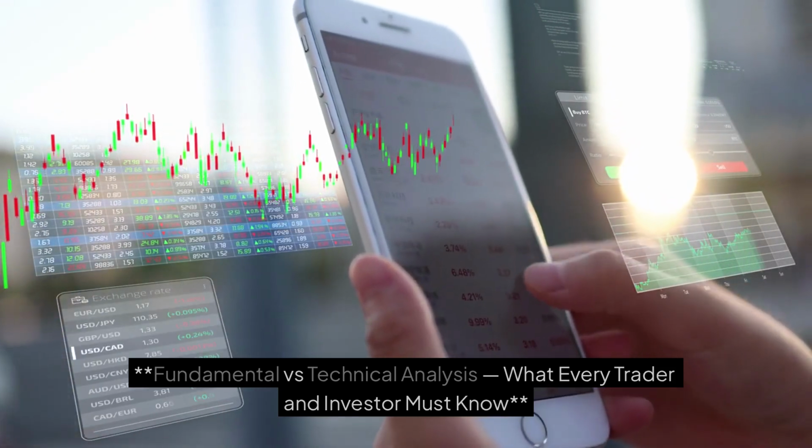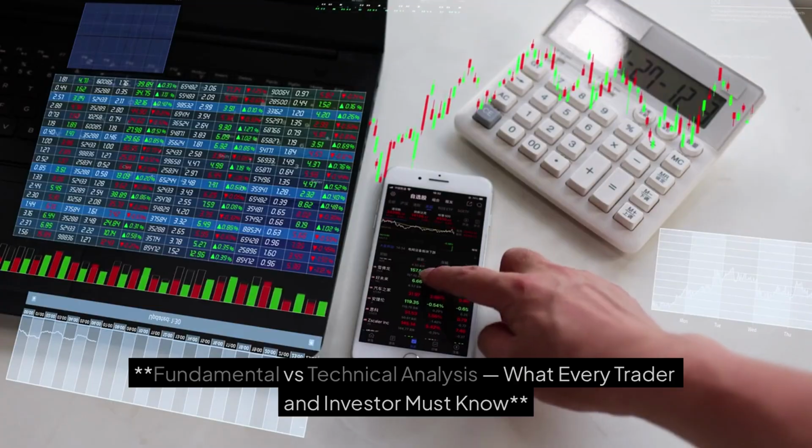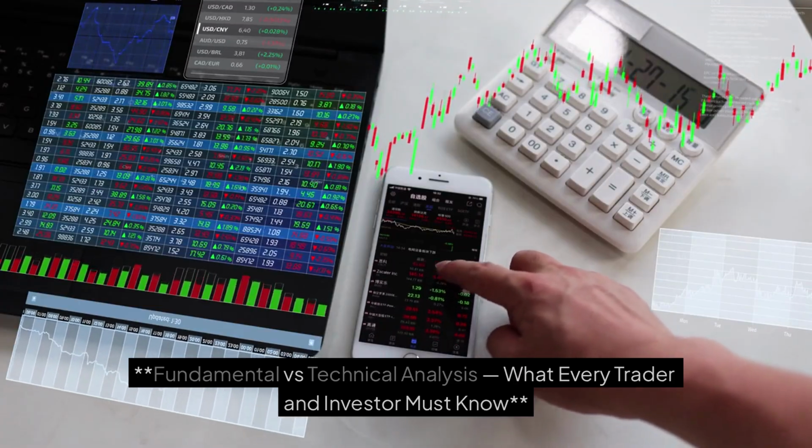Fundamental versus technical analysis. What every trader and investor must know.